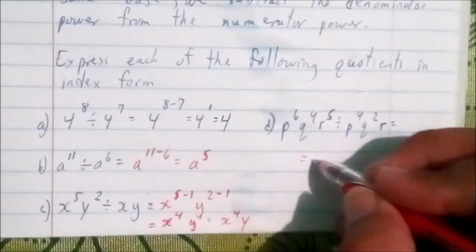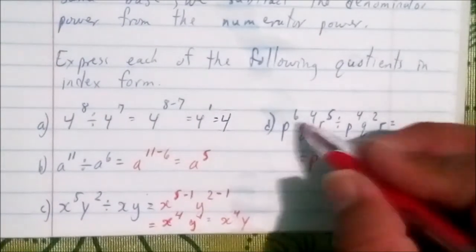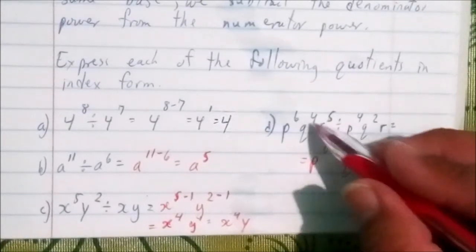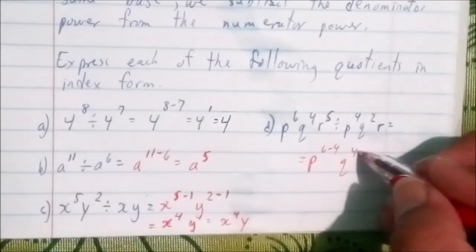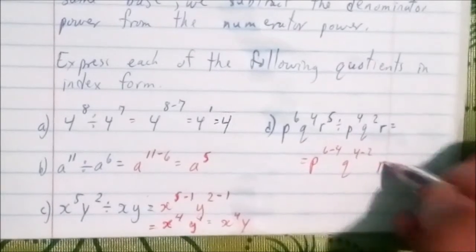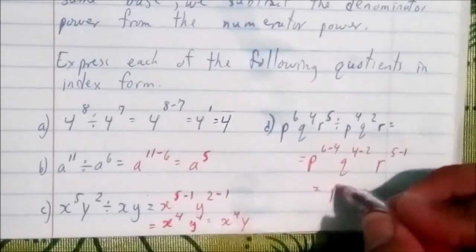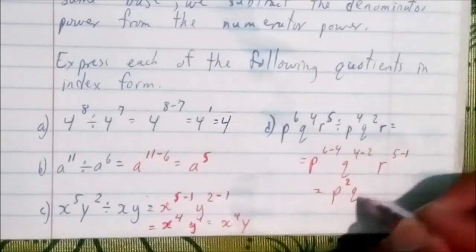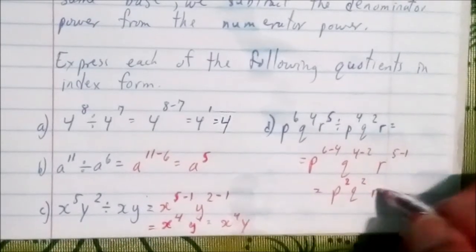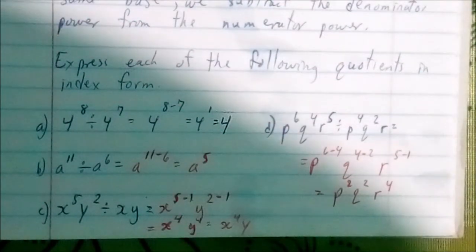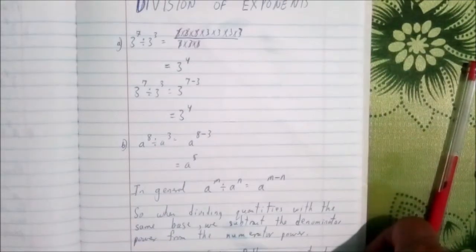Here we're going to say the p: 6 take away 4, because it's division. The q is going to be 4 take away 2. The r is going to be 5 take away 1, giving us p to the 2nd, q to the 2nd, and r to the 4th. That is for the division of powers, or indices, or exponents, as it may be called. Okay, so those are the rules.